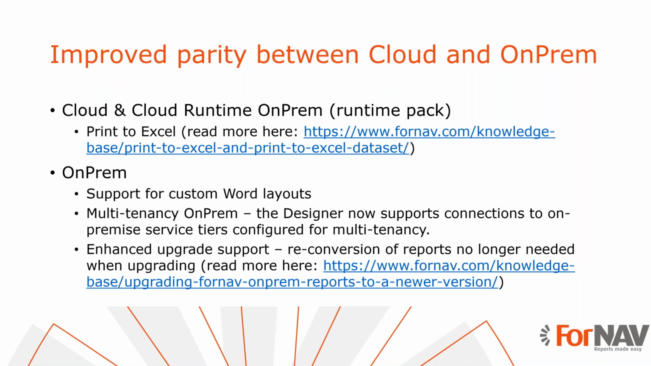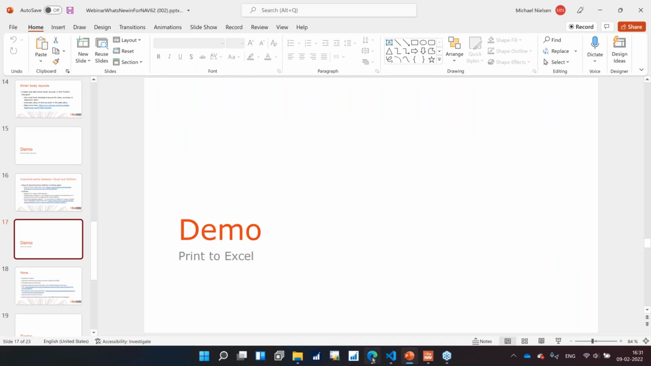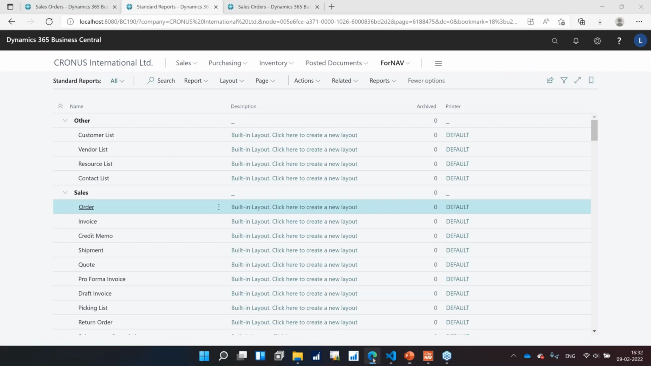So now we have parity between Cloud and On-Prem, that you don't have to do a lot of things to upgrade. You just have to install the new version, and everything will be automatic underneath without you having to do any additional work. But let's go and look at the print to Excel. So if I can find a way back to the browser.